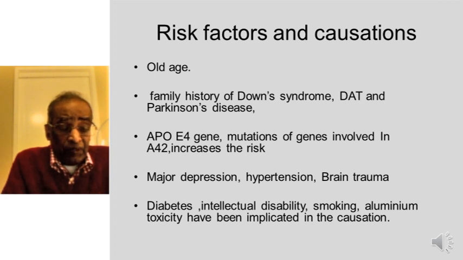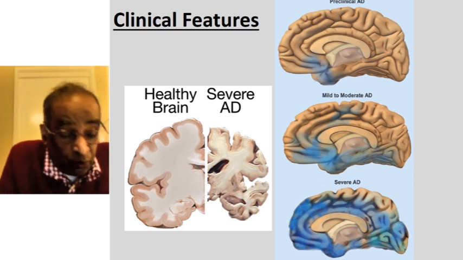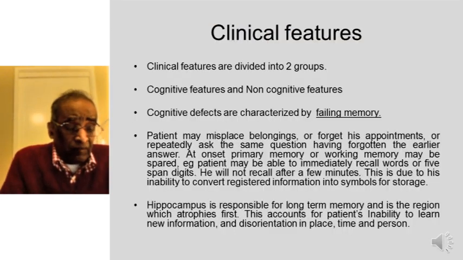Major depression, hypertension, brain trauma are risk factors for AD. Diabetes, intellectual disability, smoking, aluminium toxicity have all been implicated. Clinical features are divided into 2 groups. Cognitive defects are characterized by failing memory.